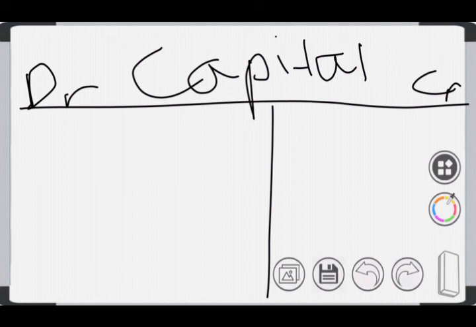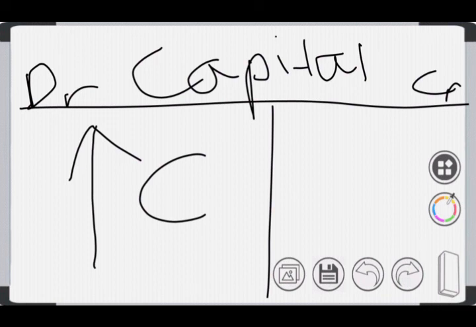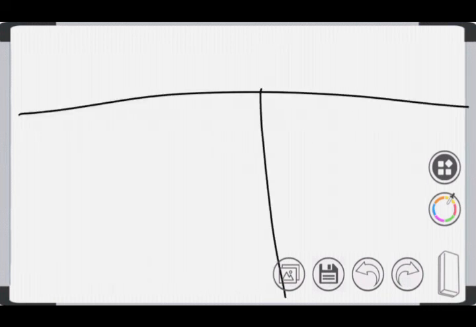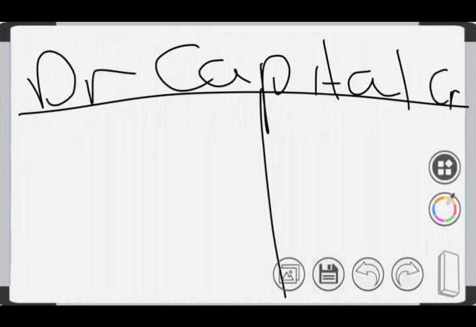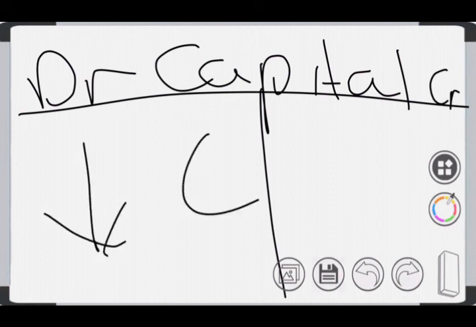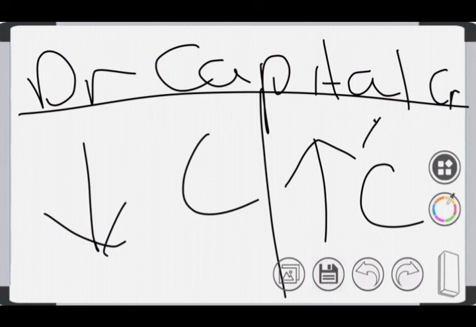Now first, just like liability, we decrease capital on the debit side and we increase capital on the credit side. Now, what are ways in which we can increase and decrease capital? Net profit. If you make a profit, that can increase your capital.